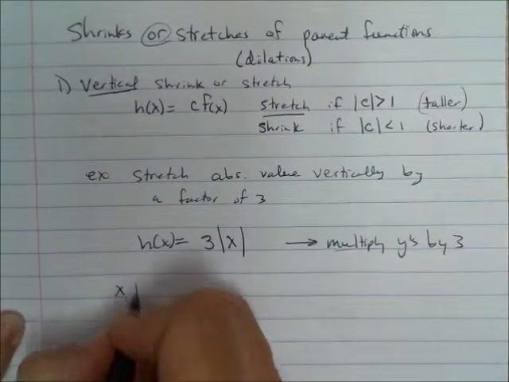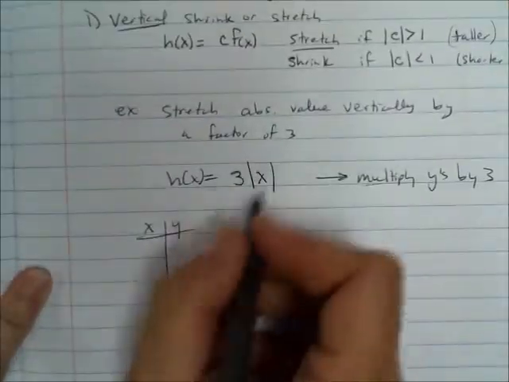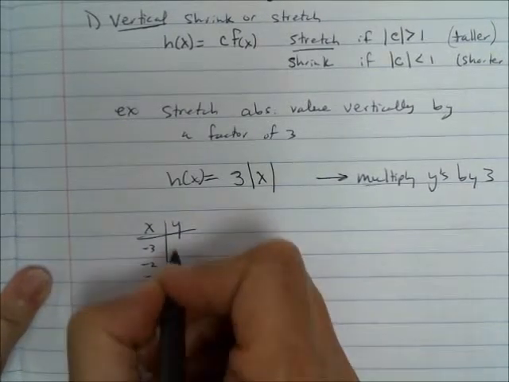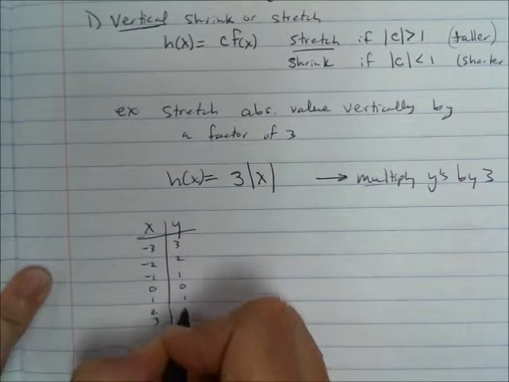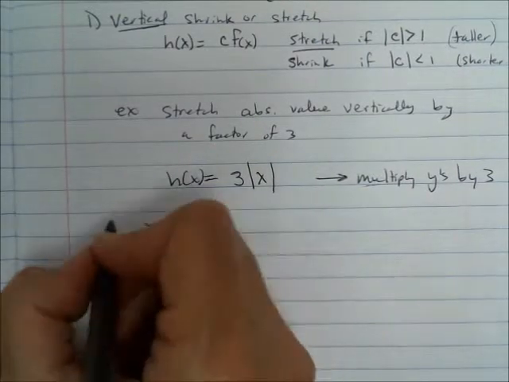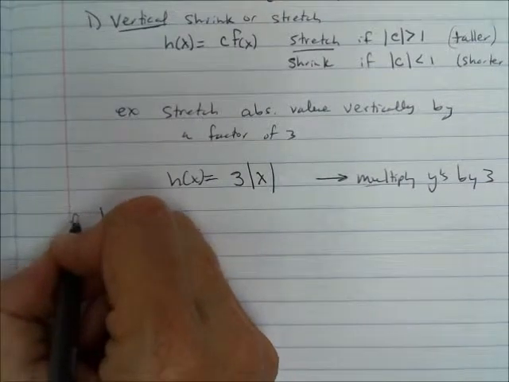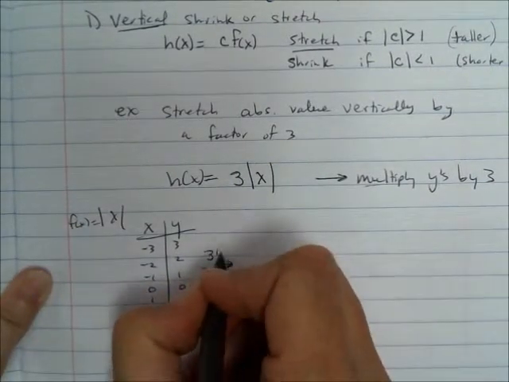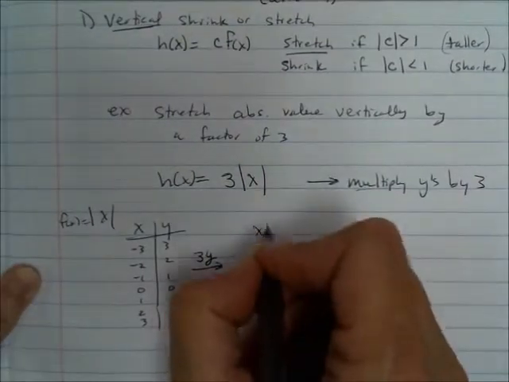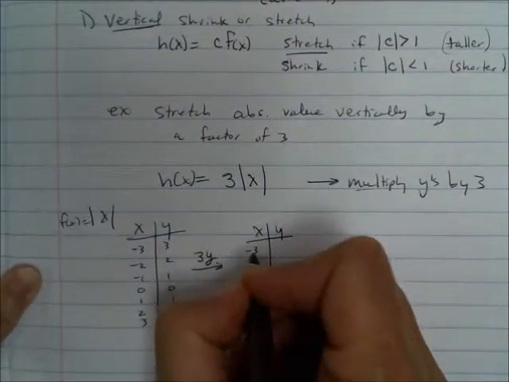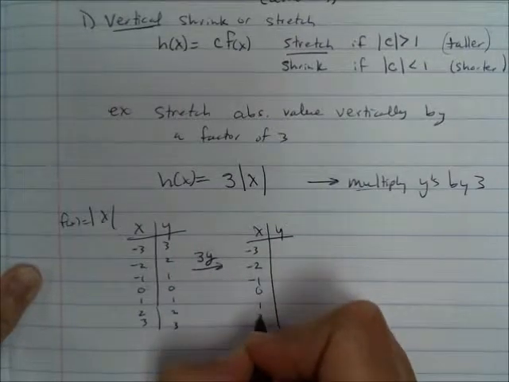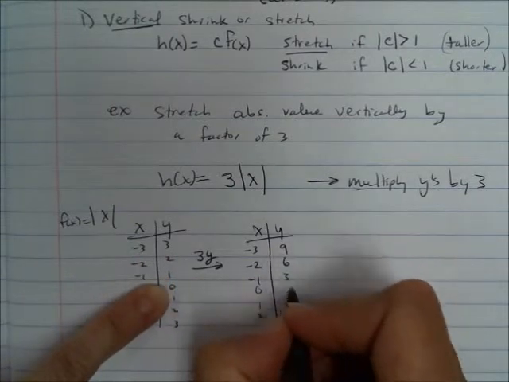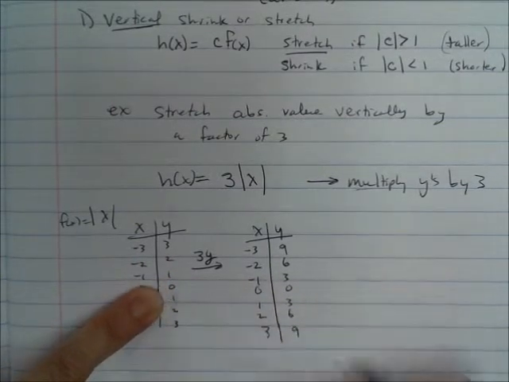So let's start with our table of values for the parent function. Absolute value -3, -2, -1, 0, 1, 2, and 3. Absolute value 3, 2, 1, 0, 1, 2, 3. So that's the start. That's the parent function, the absolute value of x. And then we're going to multiply the y's by 3. So we'll do 3y. We'll set up a new table of values. The x's stay the same, and the y's get multiplied by 3. So we've got 9, 6, 3, 0, 3, 6, 9.